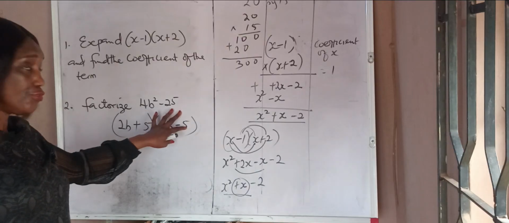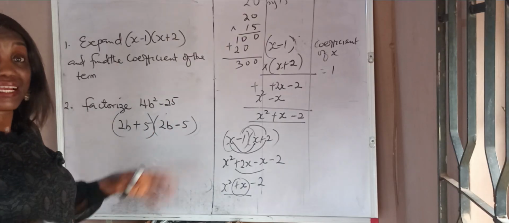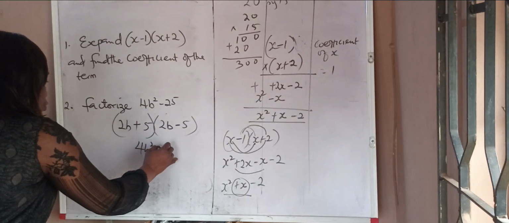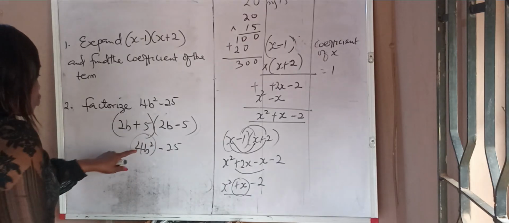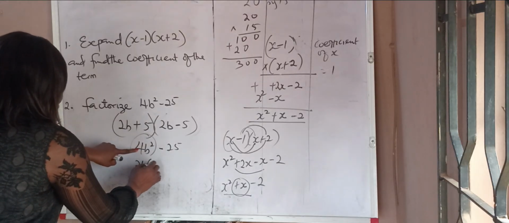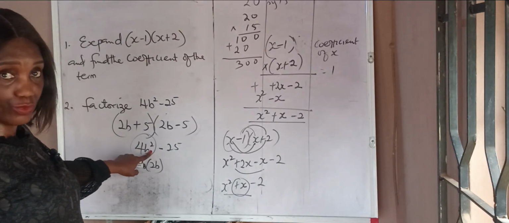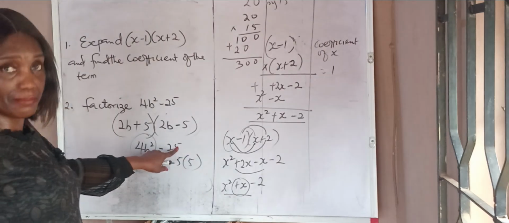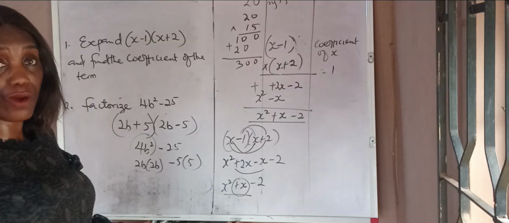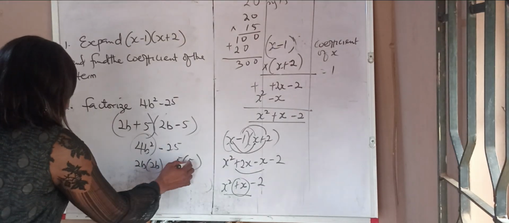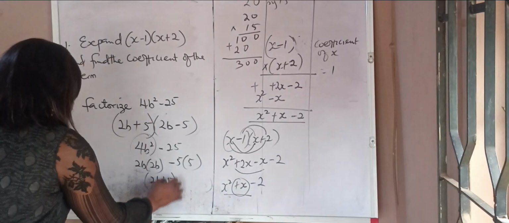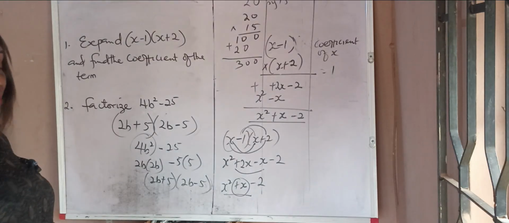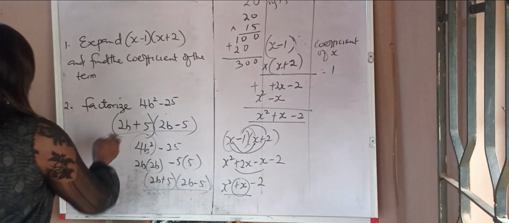In case you are confused, you can also use another simple method by expanding each of them, then having 4b squared minus 25. To expand this, 2b multiplies 2b will give me 4b squared. Then minus 5 multiplying 5 will give me minus 25. All I simply do is pick their sum, 2b plus 5, and also the difference, 2b minus 5. As you can see, they have the same answer.